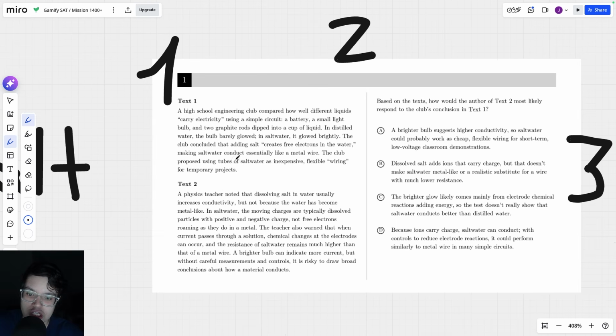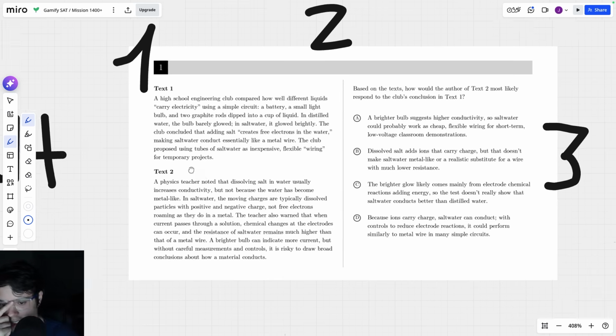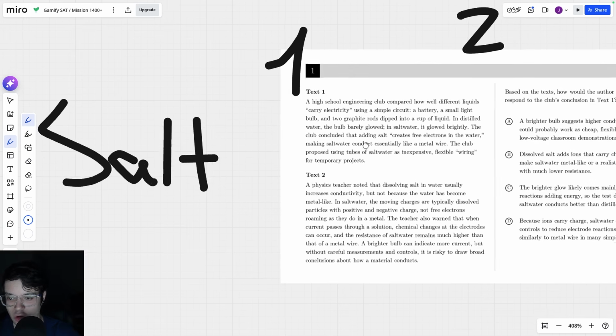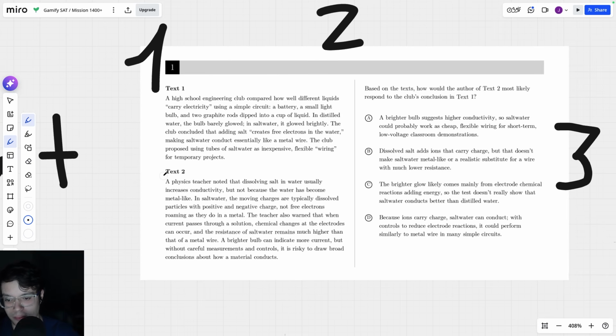The club proposed using tubes of salt water as inexpensive, flexible wiring for temporary projects. So yeah, if the salt is good, you can just use salt as a way to conduct electricity. A physics teacher noted that dissolving salt in water usually increases conductivity, but not because the water has become metal-like. So it's not that the salt is making the water become like metal. In salt water, the moving charges are typically dissolved particles with positive and negative charge, not free electrons roaming as they do in metal.